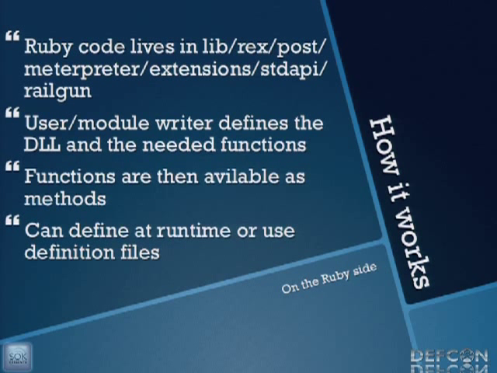On the Ruby side, we have a bunch of libraries. They all live in the Rex library under Post, Meterpreter, Extension, Standard API, Railgun. So the actual code for the Ruby side of the API lives there, but also what's important is the definitions for these libraries and these functions exist there. So when you're writing a module, you can define the DLL and you can define your functions within your module, or you can just go ahead and build it right into Railgun by creating these definition files.